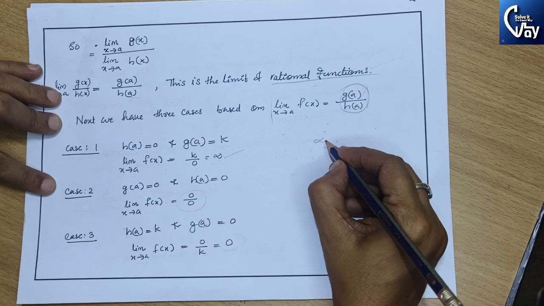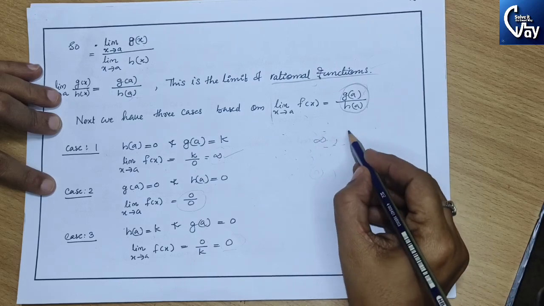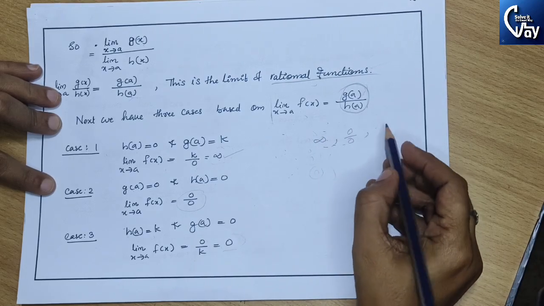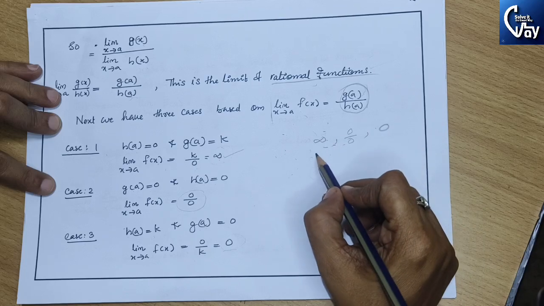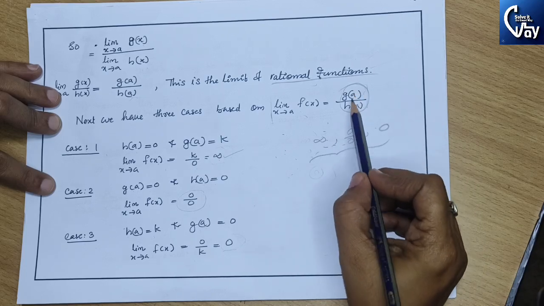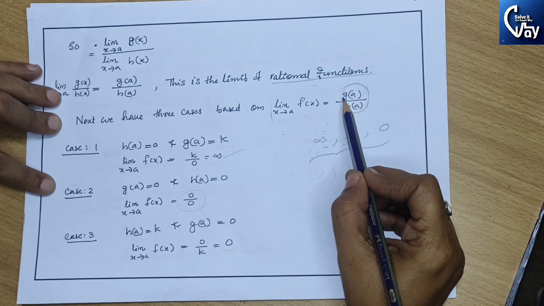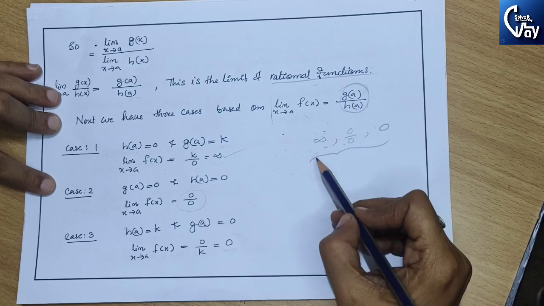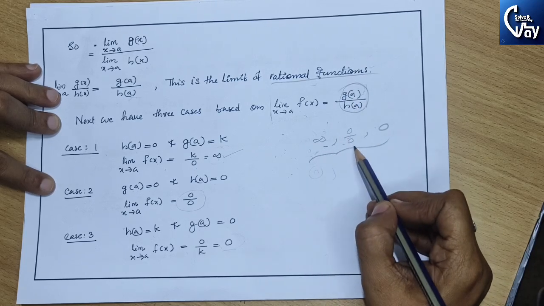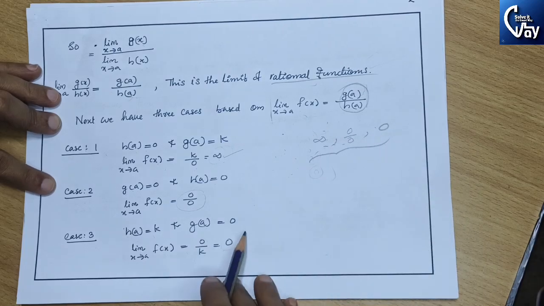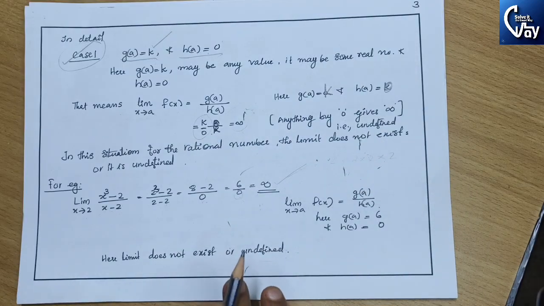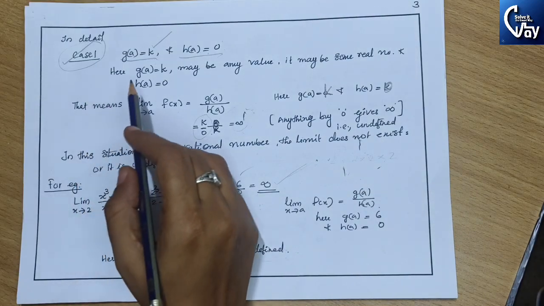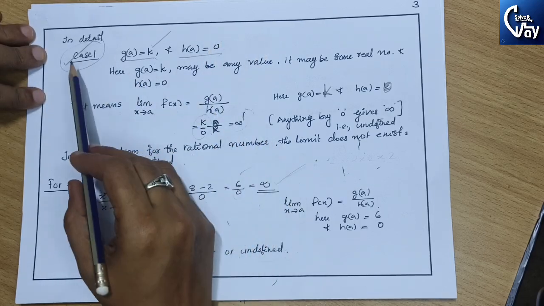In case 1 we got infinity, in case 2 we got 0 by 0, and in case 3 we got 0. Based on the values of g of a and h of a, we got three cases: infinity, 0 by 0 and 0. Now we have to explain these three cases in detail.